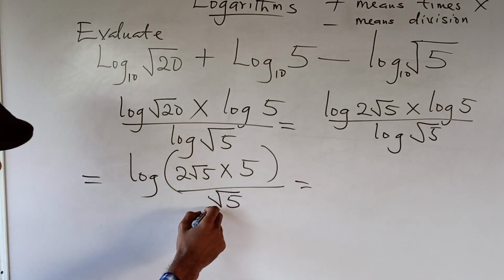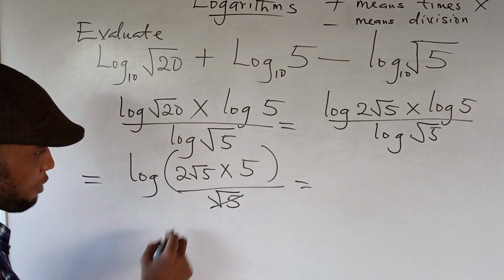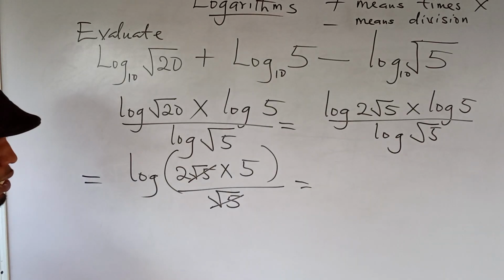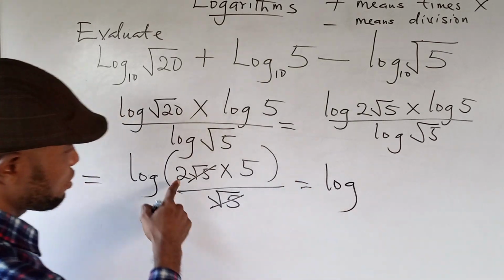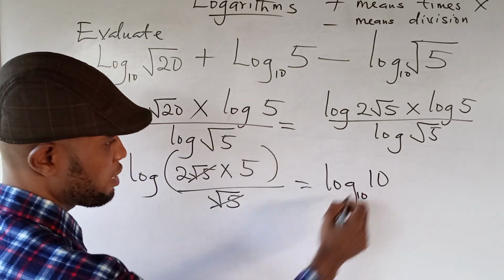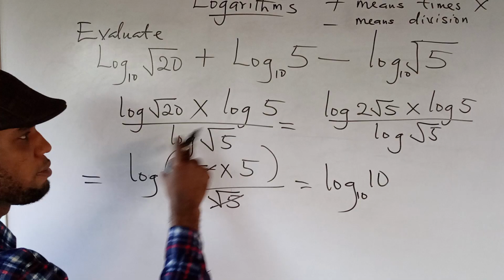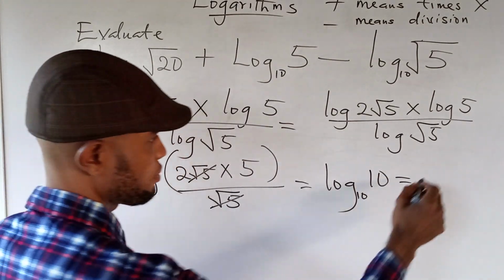Good. So now at this point now, what are you going to do? Now watch. I don't want to go a long process. So you can just use this root 5 and cancel this root 5. Okay. So we are going to have log 2 times 5 is what? 10. Don't forget this log is in base 10. Okay. All these logs are in base 10. Now the answer to this question is going to be 1.